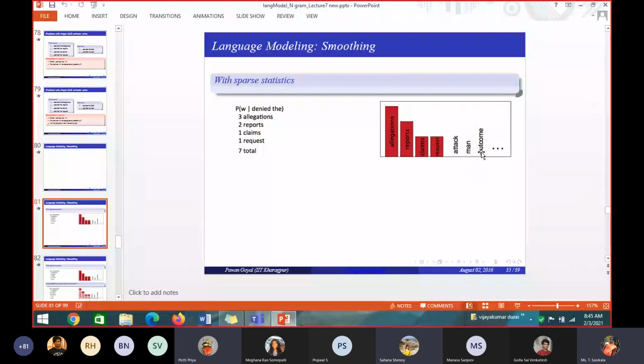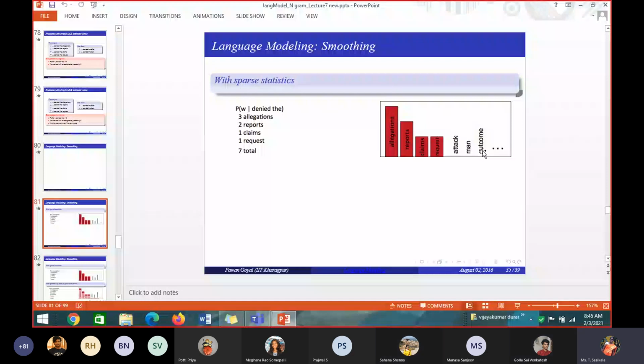Attack given denied the, no. Man given denied the, is it present in my training data to find the probability? No, ma'am. Please unmute yourself so that you can answer immediately, because I'll be asking questions now. Outcome given denied the, is it occurring in my training data to find the probability for my test data? Denied the outcome. No, ma'am.